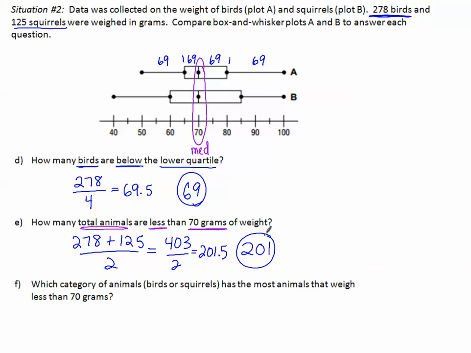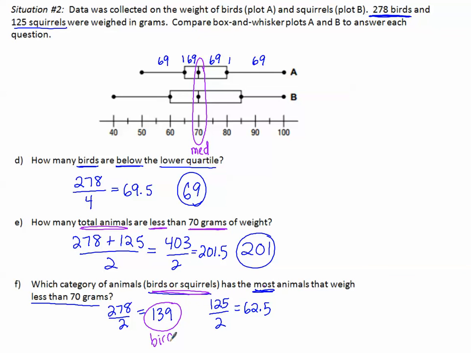But remember, the 0.5 is because one of the data points is sitting on the median, 201. Which category of animals, birds or squirrels, that's how we'll answer, has the most animals that weigh less than 70 grams? So each one divided by 2, because less than 70, remember that's half, 278 divided by 2 is 139, and squirrels is 125 divided by 2, that's 62.5. So which category of animals has the most? This is the bigger number, and this was the birds. So birds have the most.